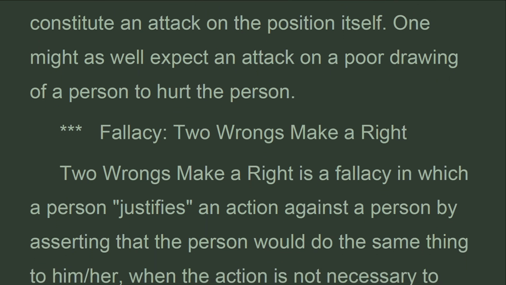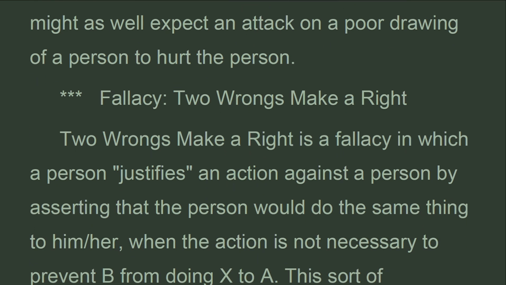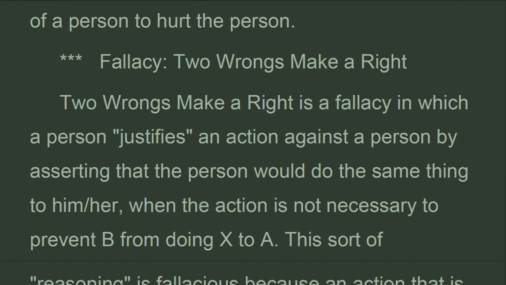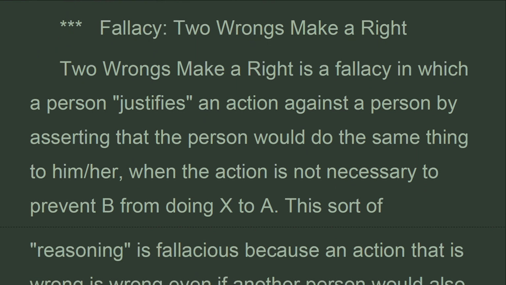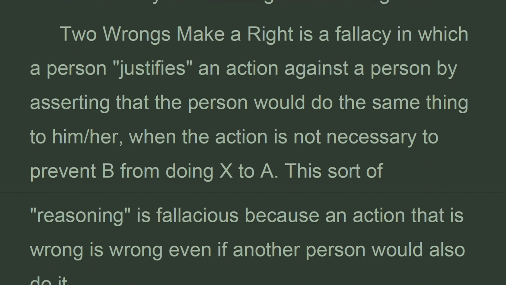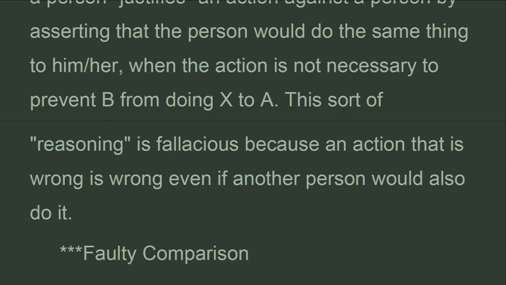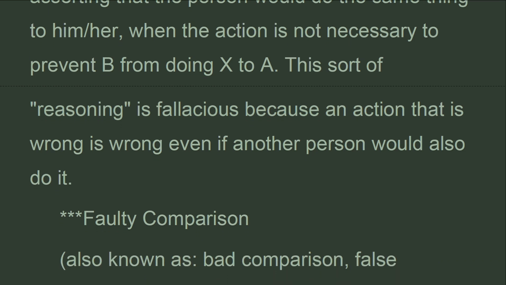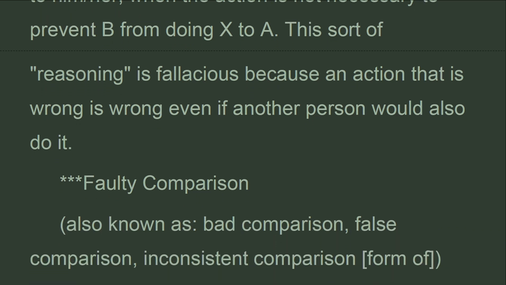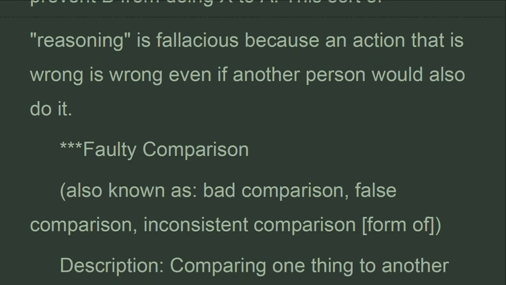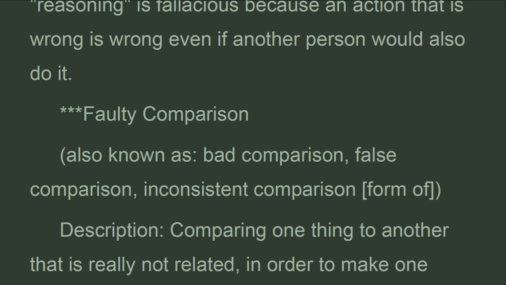Fallacy: Two wrongs make a right. Two wrongs make a right is a fallacy in which a person justifies an action against a person by asserting that the person would do the same thing to him or her, when the action is not necessary to prevent B from doing X to A. This sort of reasoning is fallacious because an action is wrong even if another person would also do it.